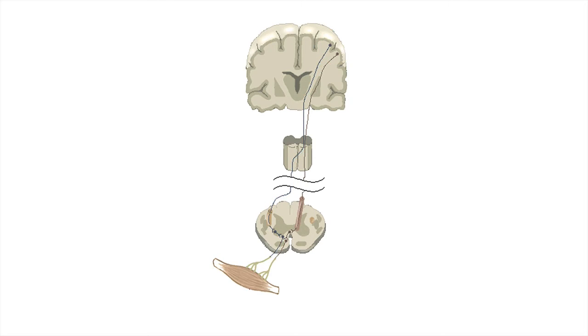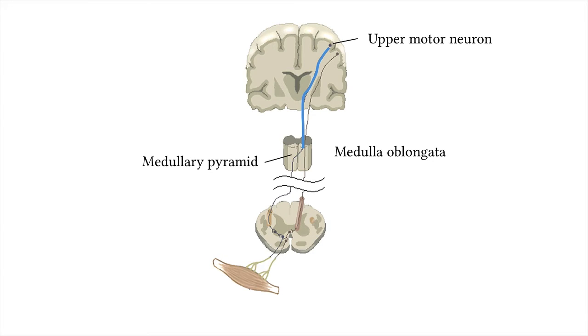What happens is the neuron in the motor cortex, called the upper motor neuron, sends action potentials down the midbrain through the pons and to the medulla. There, the axons travel through the medullary pyramid. This is a spot where about 80% of the axons cross over. This is what's called decussation. The remaining 20% of the axons of other motor pathways cross over in the spinal cord.